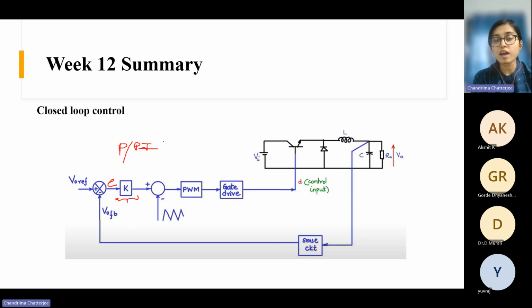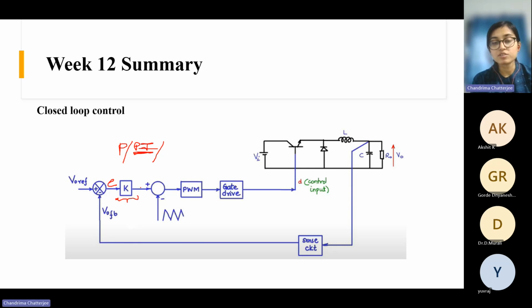But there are also higher order controllers, right? A PI controller with a rollover pole, which will again attenuate the high frequency signal. And there are some higher order controllers as well, but we will not discuss them. We will only discuss the PI controller here, right?